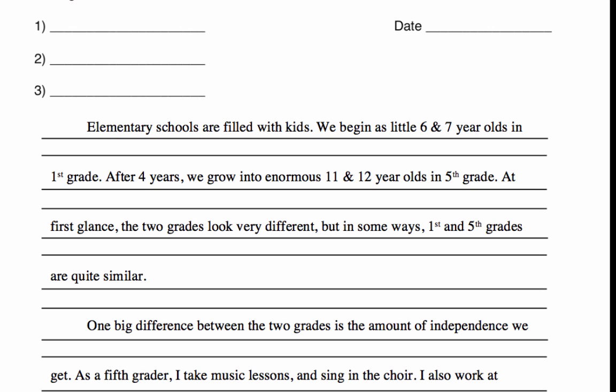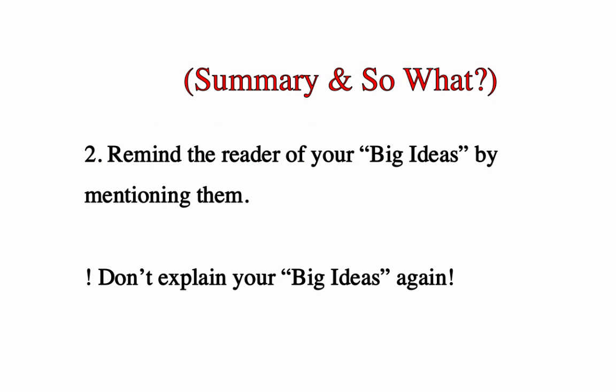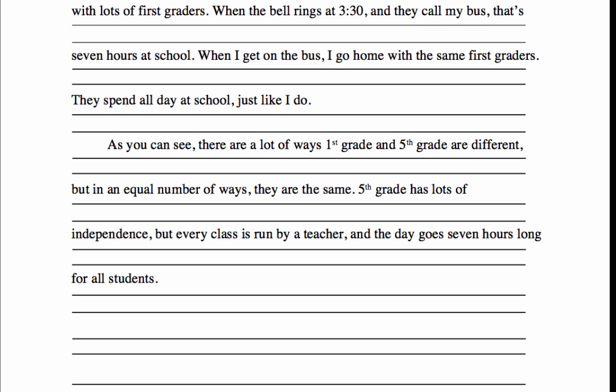Older writers would signal the end of the essay by restating the specific point from your first paragraph. This is your thesis. You restate it using synonyms, alternative sentence structures, and maybe even a signal word. You remind the reader of your big ideas by mentioning them. Don't explain your big ideas again. Put them all in one sentence.